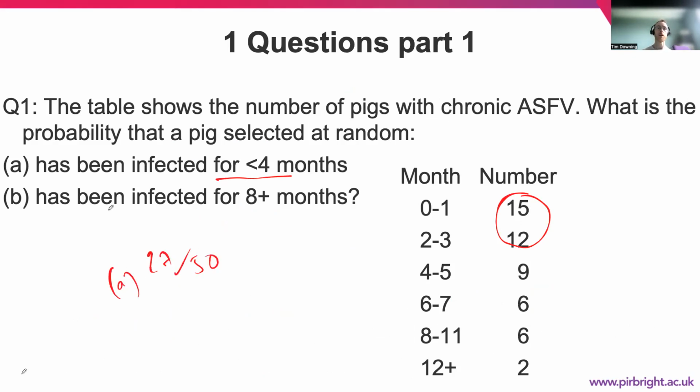And then what if it has been infected for at least 8 months? So that's going to be this set here. So that's going to be 8 out of 50 satisfy that criteria. Then we can look at other questions using sets.